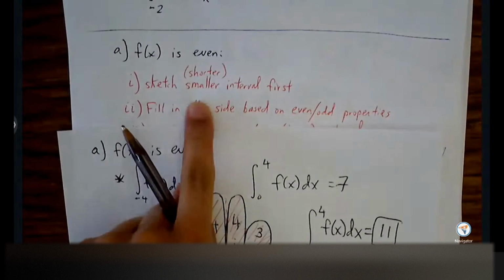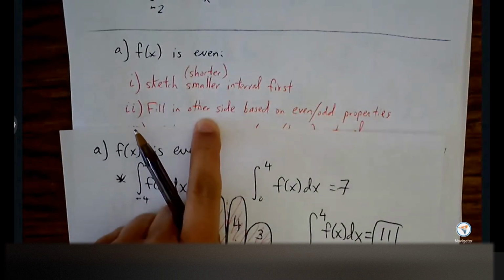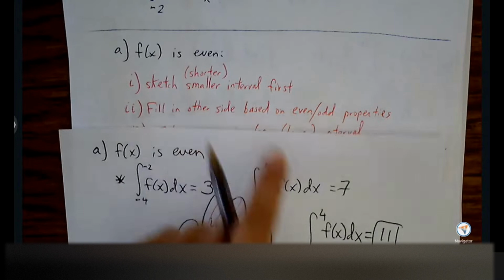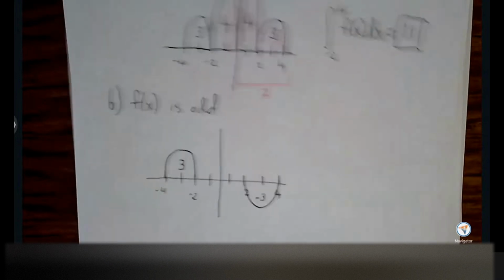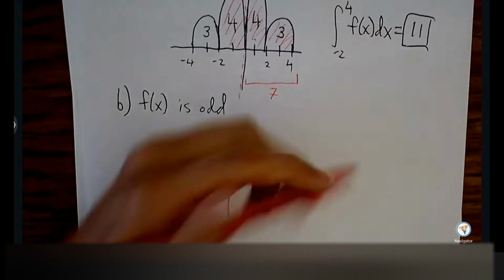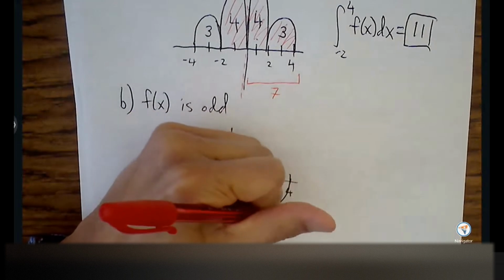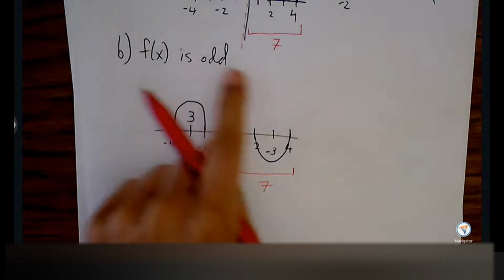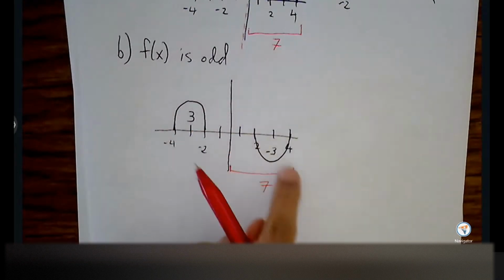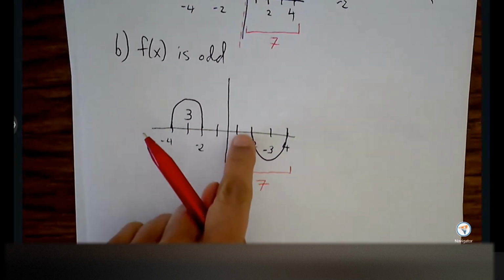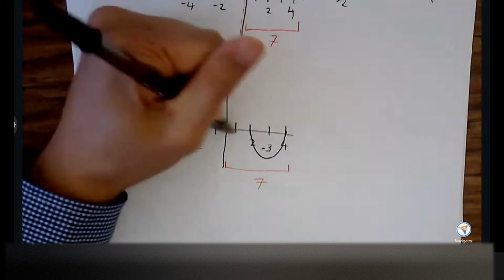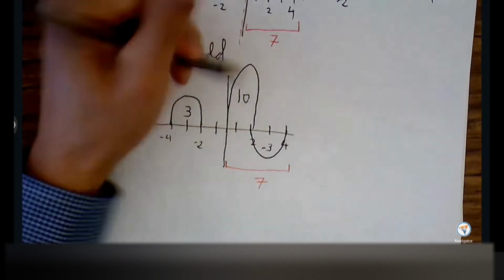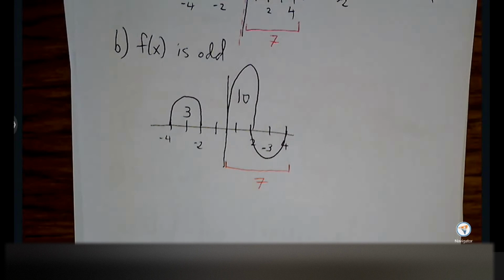We've done everything that we can with this property. We've sketched the shorter interval. We filled in the other side with our odd properties. And now we can go to our larger interval. Our larger interval is from 0 to 4, which is 7. So now I want this whole region to total 7. If this is -3, then this has to compensate, right? What is this region? Yeah, it's going to be much larger now. Ten minus 3 is 7. Okay, that's a true statement.